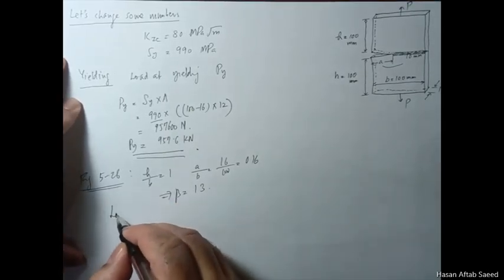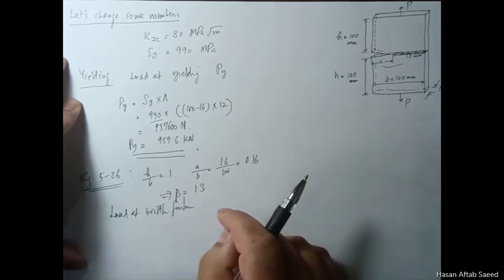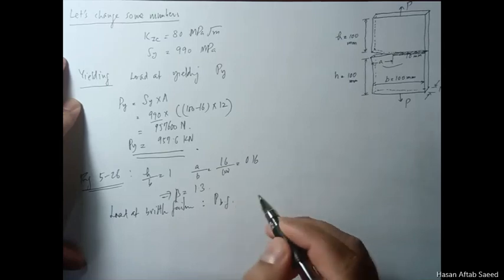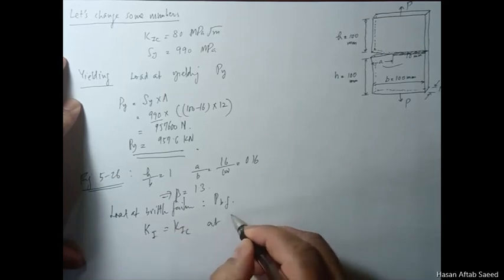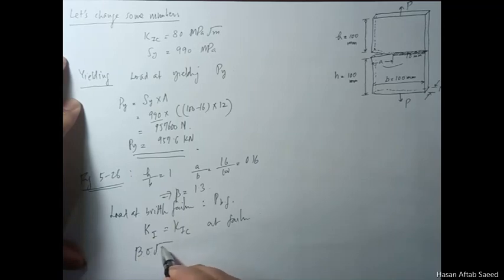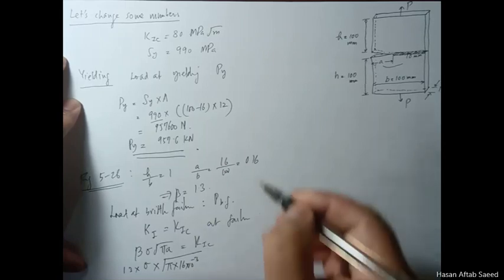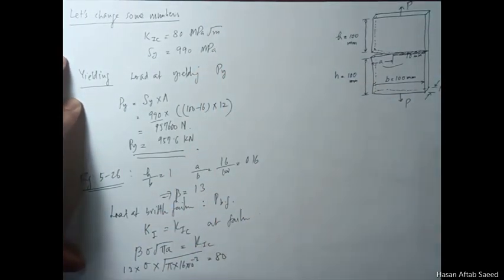And for brittle fracture, load at brittle failure, K1 is K1C at failure, which means same process again. Beta sigma root pi A is equal to K1C. Beta comes out to be 1.3. Sigma is sigma, we need to calculate the sigma. Pi into A is equal to 16 into 10 raised to power minus 3. Again, to convert it, because on the right hand side we have MPa under root meter, not millimeter, so we convert it here, and K1C is equal to 80.